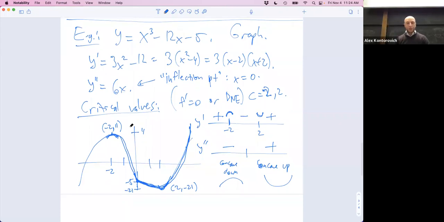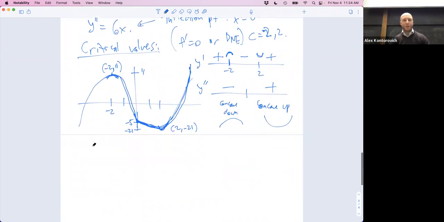All right. So an inflection point is where you switch from being concave up to concave down, or vice versa. A couple more examples.